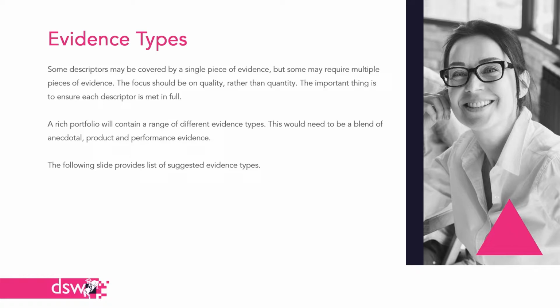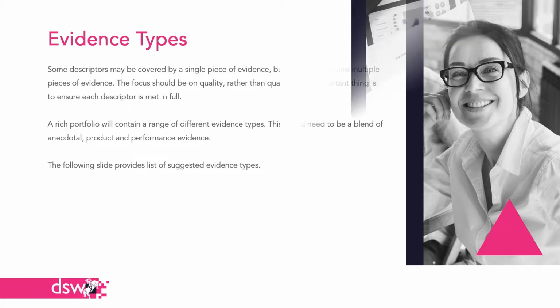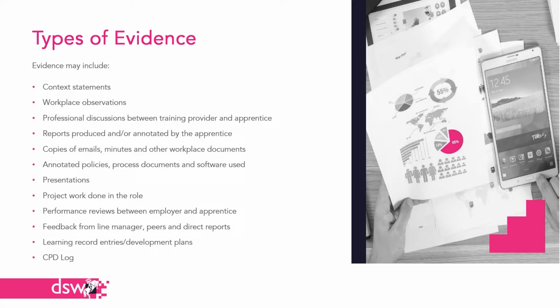We'll go now on to different types of evidence. As you can see, there is a wide range of evidence types, and this list is absolutely not exhaustive. You may find that the evidence you choose is different to what appears here, which is absolutely fine as long as it's demonstrating the pass and distinction descriptors.